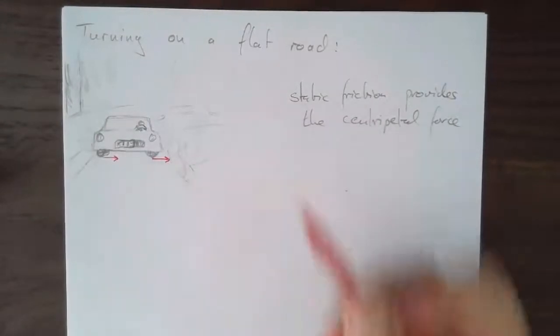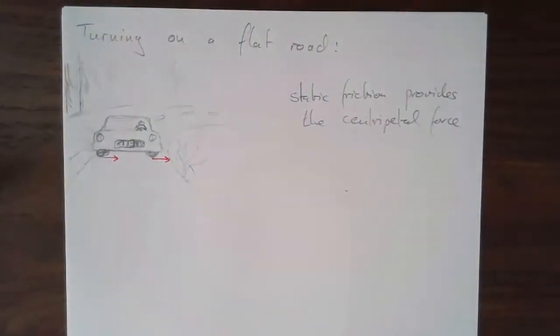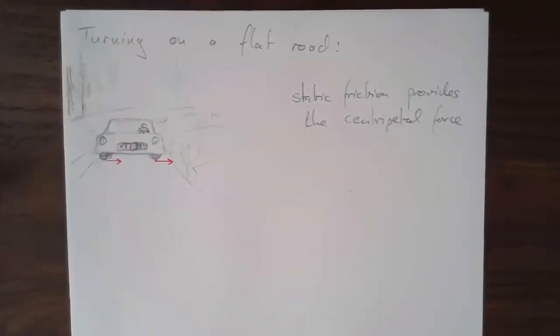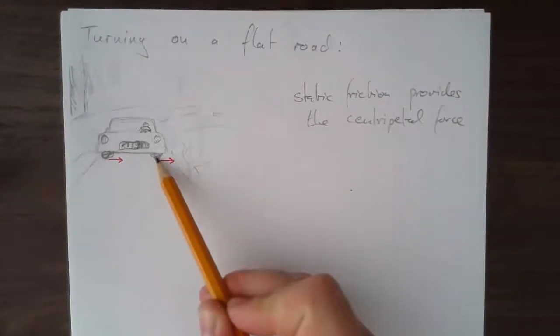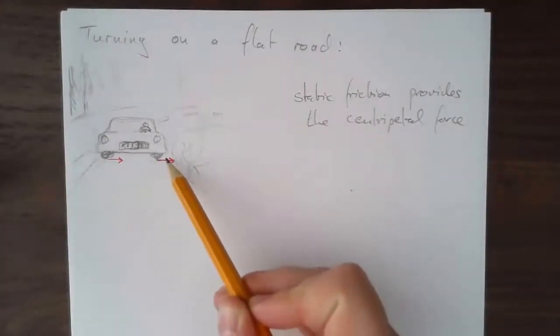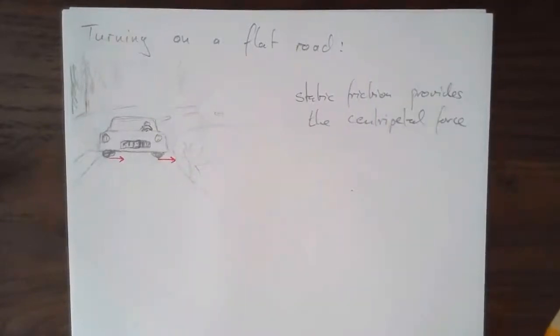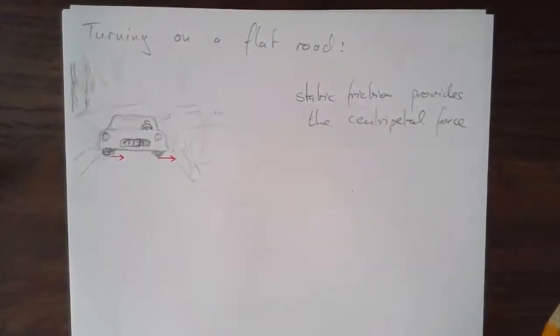Why is it static? Isn't the car moving? Shouldn't it be kinetic? No, because the car is moving, but the tire itself is not sliding along the road. But it better not, right? Otherwise you're in trouble. Let's figure out how you turn here.